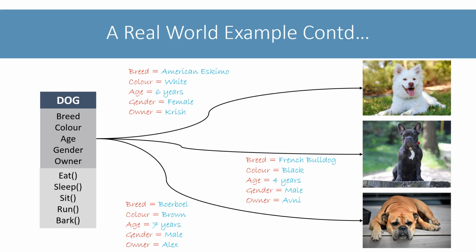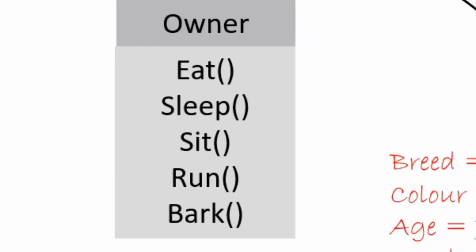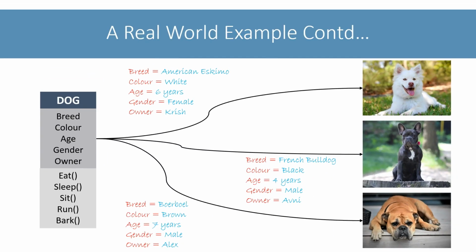So, the first dog can be a female white American Eskimo who is 6 years old and is Krish's pet. The second dog can be a male black French bulldog who is 4 years old and is Avni's pet. But both the French bulldog and American Eskimo have the same behaviors, as in they both eat, sleep, sit, run, bark, etc.